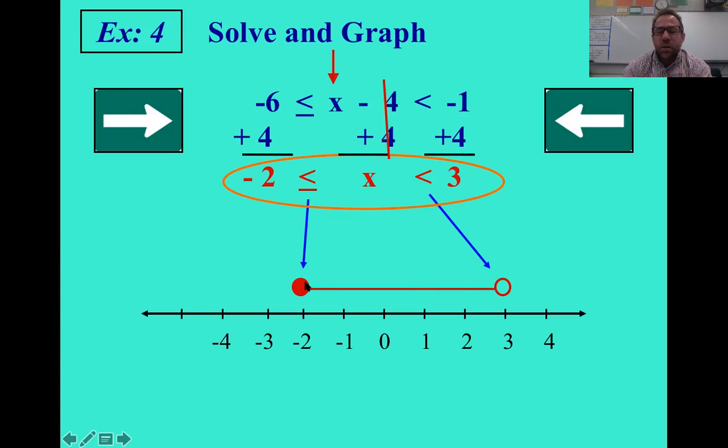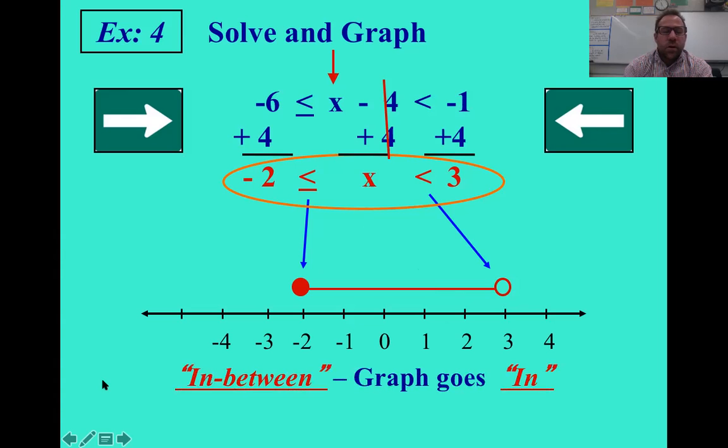So X can be anything that's -2 or bigger, but then this is a stop sign, and then we need everything that's smaller than 3. So our answer can only be what's in the middle right there. Okay, and on your notes there, it's an in-between graph. We want all the answers in between. It goes in. Okay, this would be an and problem. If we were to write it with the conjunction, it would be an and problem.